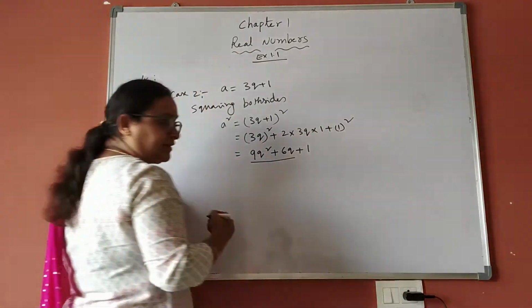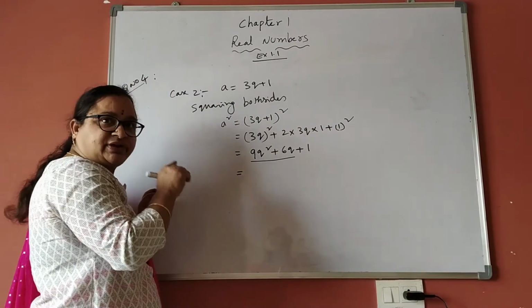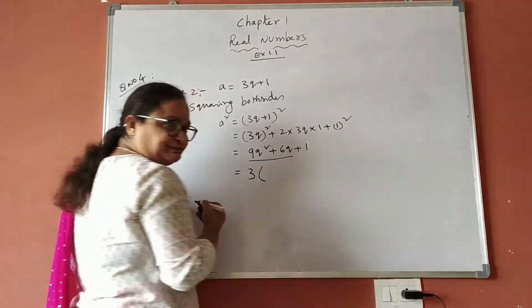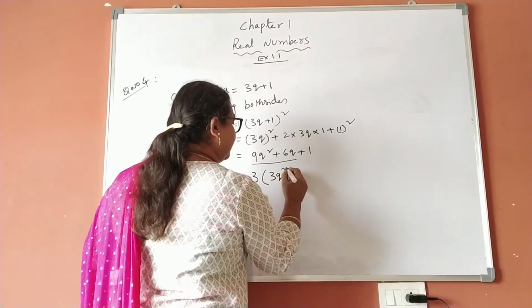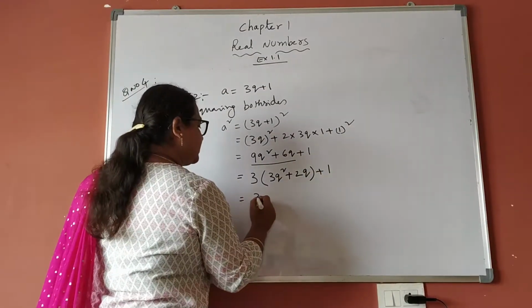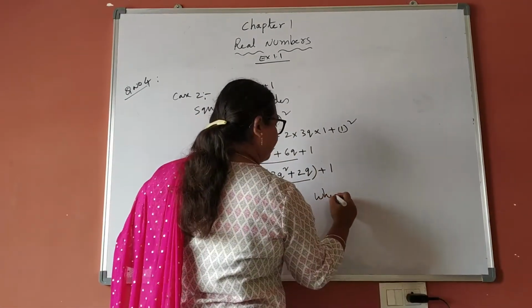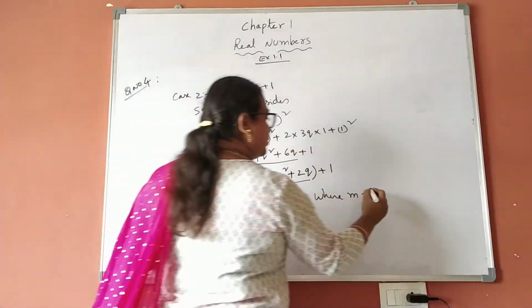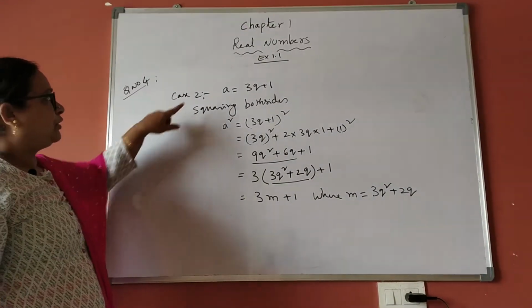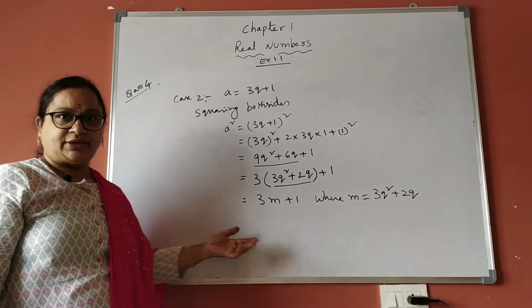We can take a common factor from these two terms. Actually, we can take 3q, but we won't take q. We will take only 3 as common factor. So 3q square plus 2q plus 1. This is equal to 3m plus 1, where m is equal to 3q square plus 2q. Now in case 2, where a is 3q plus 1, we showed it will be in the form of 3m plus 1. Okay. Now case 3.